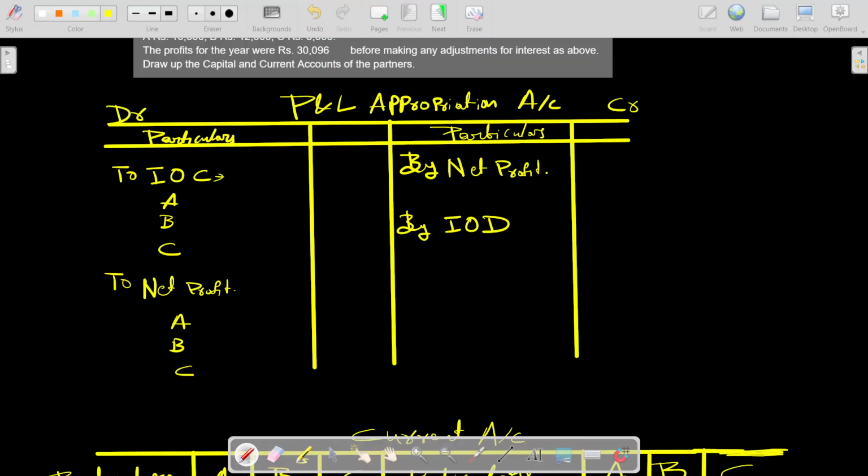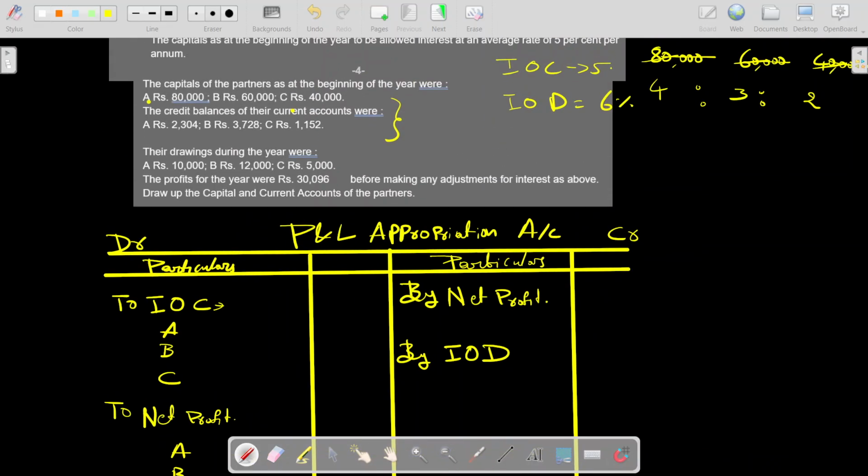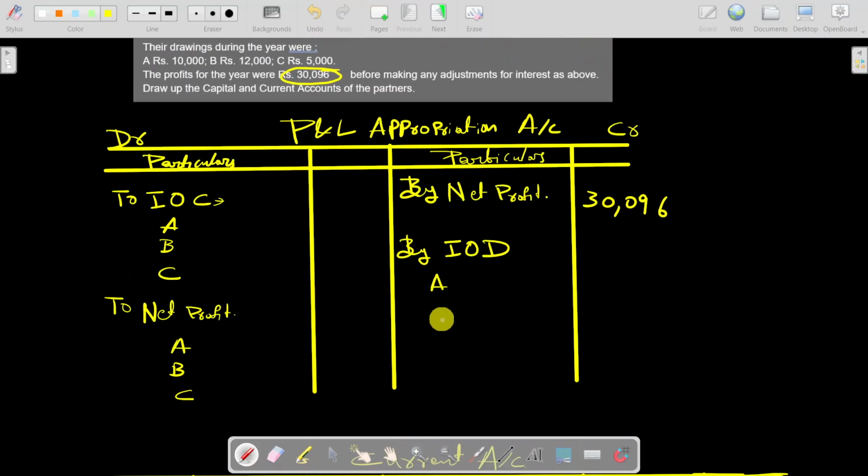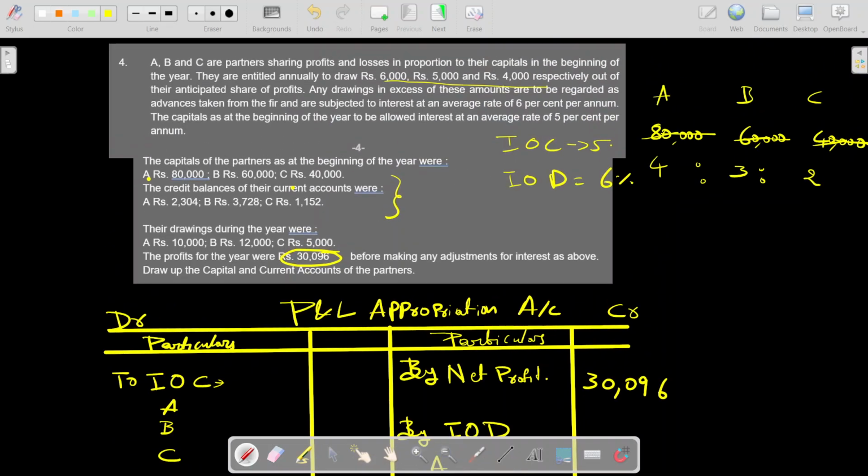So what is the net profit in the problem? They have given net profit is 30,096. So net profit 30,096. Interest on drawings, and we have three partners: A, B, C. And what has been given in the problem is, if partners take drawings more than 6,000, 5,000, 4,000, then on the excess amount taken, we have to charge 6% interest.